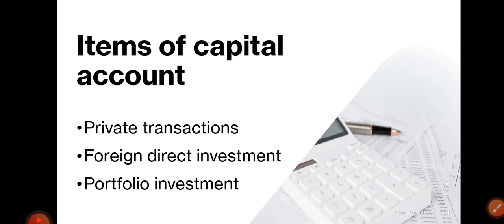Third is portfolio investment. Portfolio investment means the acquisition of an asset that does not give the purchaser control over the asset. That means they can't take over the asset, but they can have some partial control over their investment. That is called portfolio investment. These things are included in the capital account.